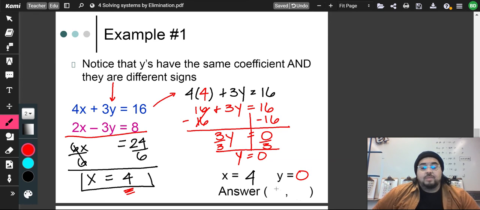And so my ordered pair is 4, 0. Okay, that would be my point of intersection. That would be the solution to the system.